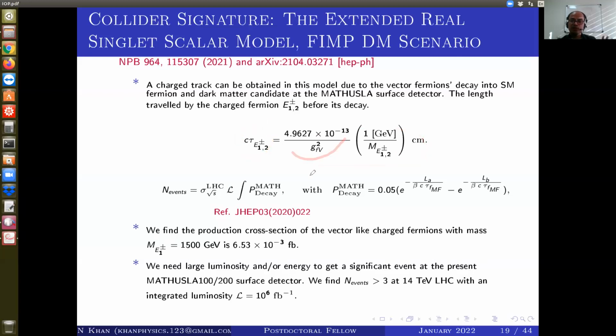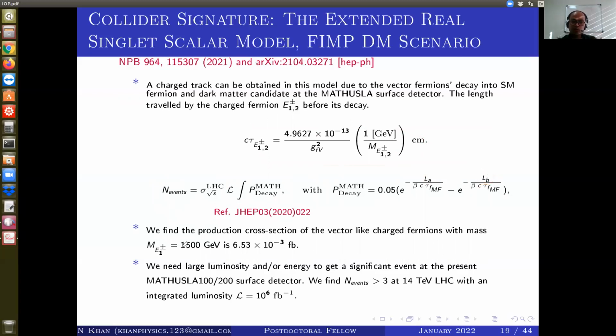So in our model we have to calculate the number of events in the detector. This is the formula. This is the production cross section, this is the luminosity, and this is the formula, which you can find in detail in this reference paper. Here L_A and L_B are the interaction points where the particle enters and where it exits. That you have to calculate.